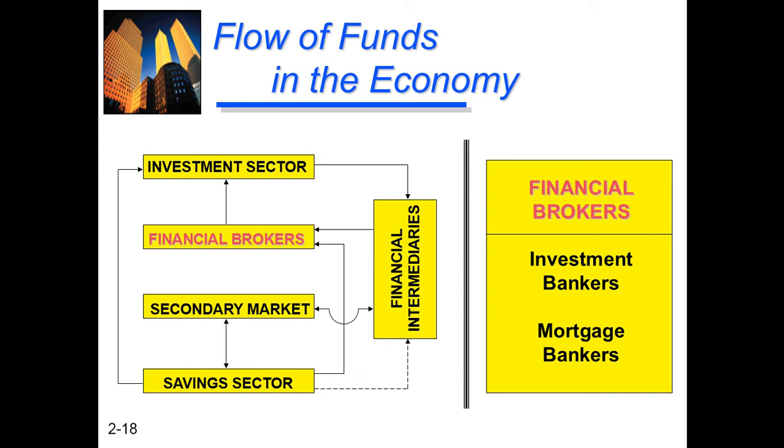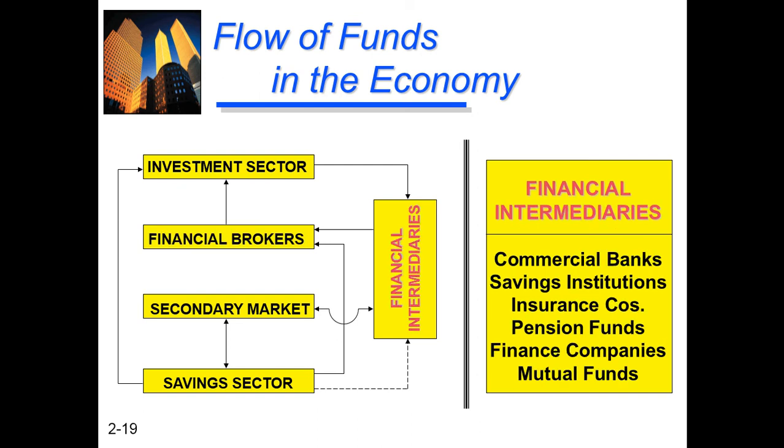So investment bankers mostly work in bonds and stocks. Second is mortgage bankers, the bankers who invest in real estate. In real estate, they buy different types of mortgages from the mortgage providers and sell them back to the mortgage buyers. So they earn profit, they earn commission between them. So they are financial brokers.